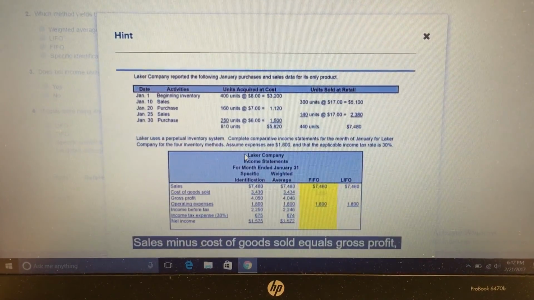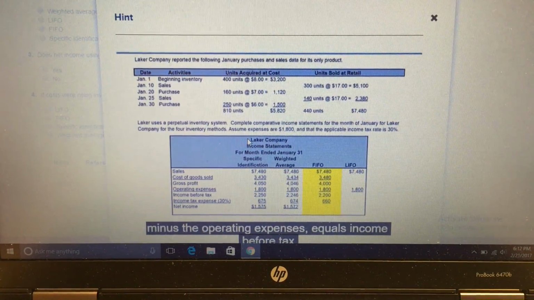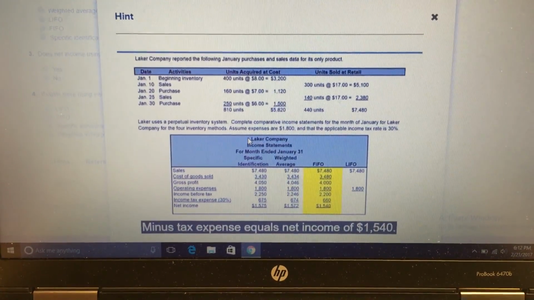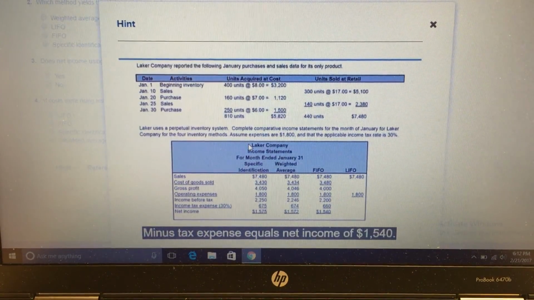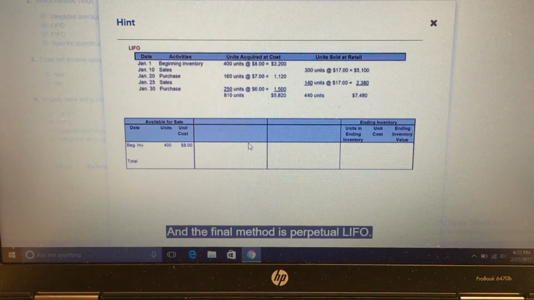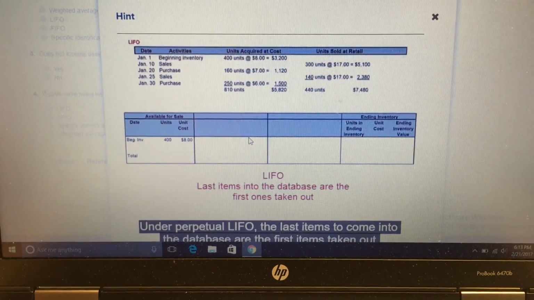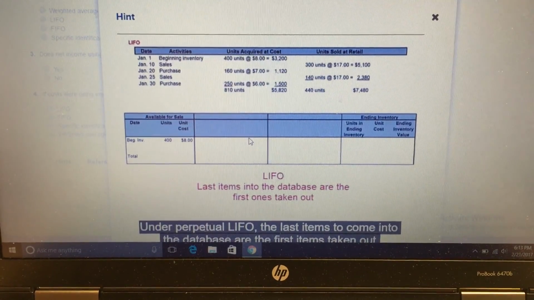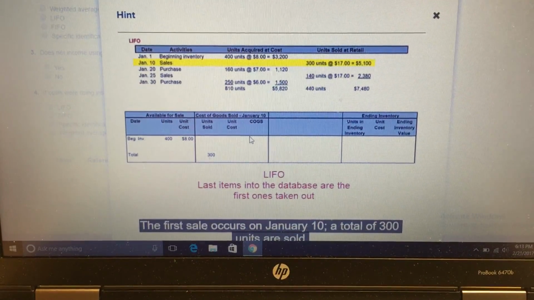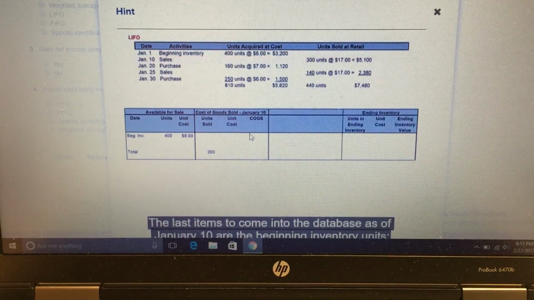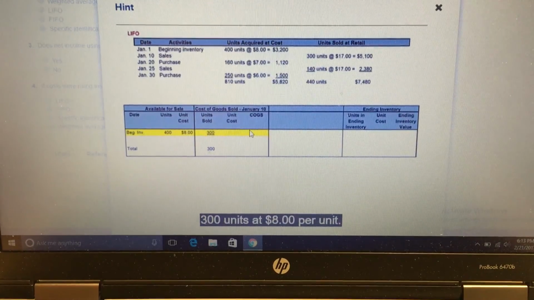Sales minus cost of goods sold equals gross profit, minus the operating expenses equals income before tax. Minus tax expense equals net income of $1,540. And the final method is perpetual LIFO. Under perpetual LIFO, the last items to come into the database are the first items taken out. The first sale occurs on January 10th. A total of 300 units are sold. The last items to come into the database as of January 10th are the beginning inventory units, 300 units at $8 per unit.